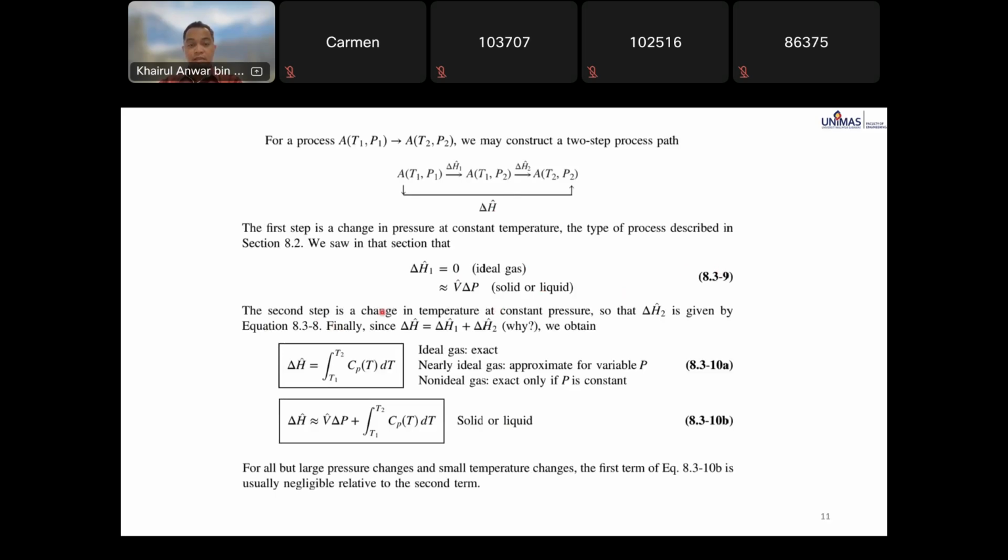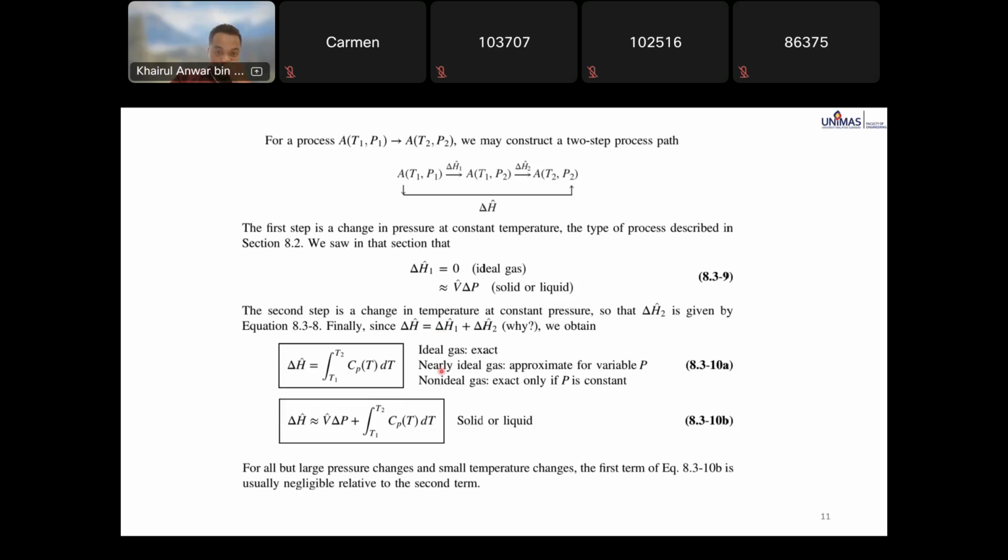Next is the second step here, delta H2: changes in temperature at constant pressure. So that delta H2 is given by equation 8.3-8. Finally, delta H is equal to delta H1 plus delta H2.